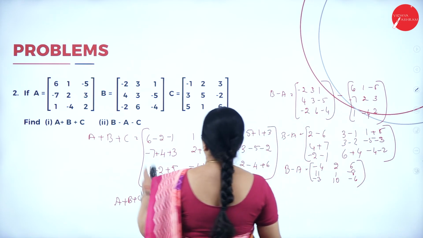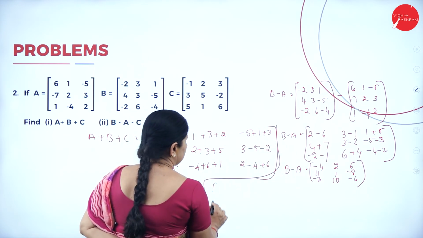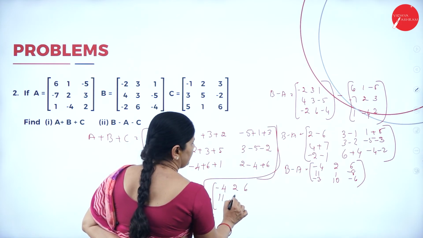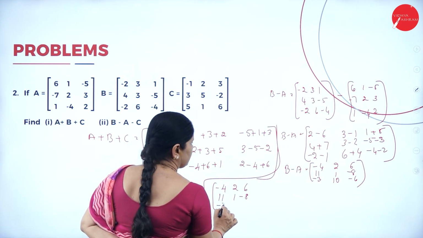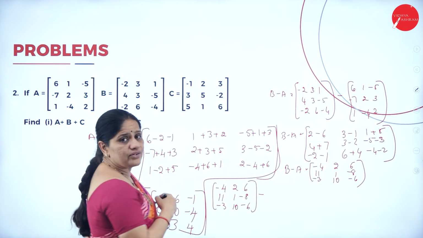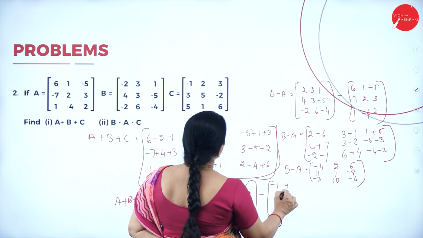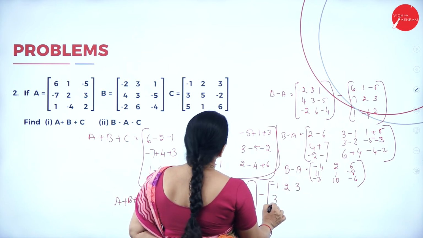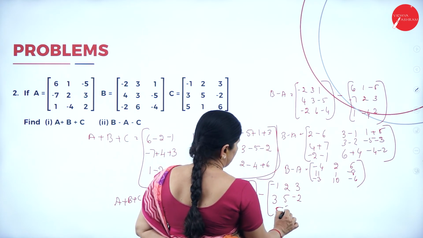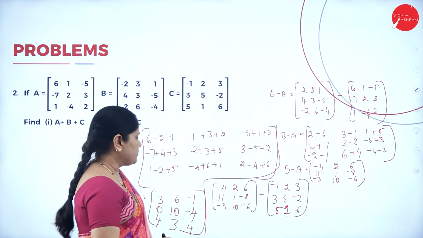Now we should do B minus A minus C. So B minus A we have. Now here B minus A is minus 4, 2, 6, 11, 1, minus 8, minus 3, 10, minus 6. Now we have to subtract C from it. So C will be equal to minus 1, 2, 3, 3, 5, minus 2, 5, 5, 1, 6. Okay, so we'll subtract this.